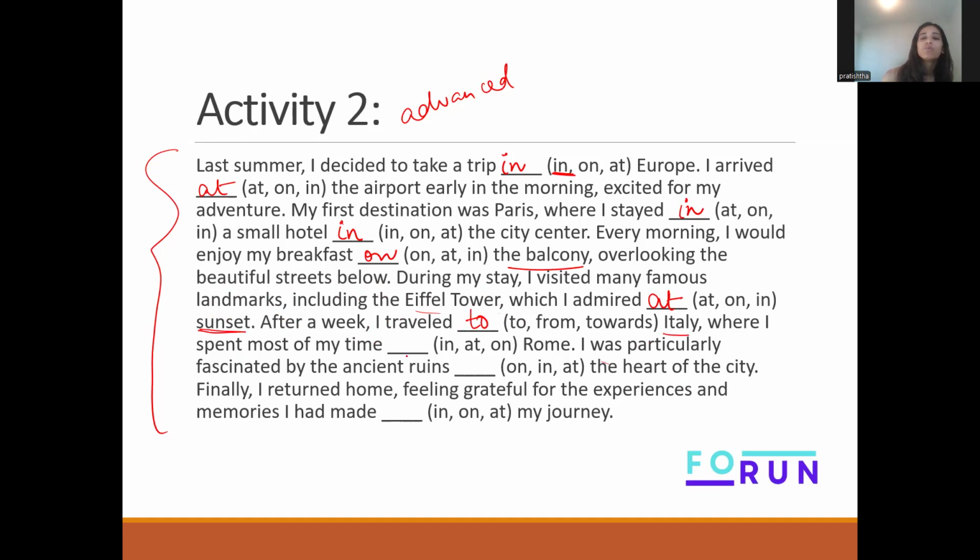After a week, I traveled to Italy, where I spent most of the time in Rome. I was particularly fascinated by the ancient ruins in the heart of the city, so inside it. Finally, I returned home, feeling grateful for the experiences and memories I had made on my journey. Right? This is how you go to an advanced level, by first practicing with the beginner level.